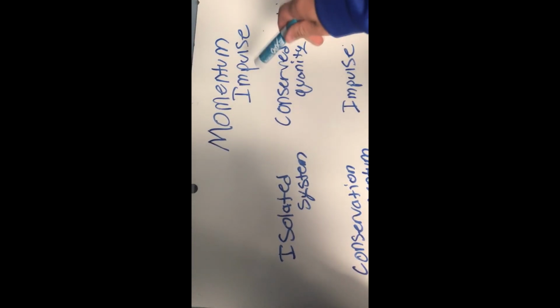Momentum, impulse, isolated system. In a collision, the total momentum of the two objects before the collision is equal to the total momentum after the collision. Momentum stays the same and is transferred. Conserved quantity: any quantity that cannot be created or destroyed. Some examples are energy and momentum.